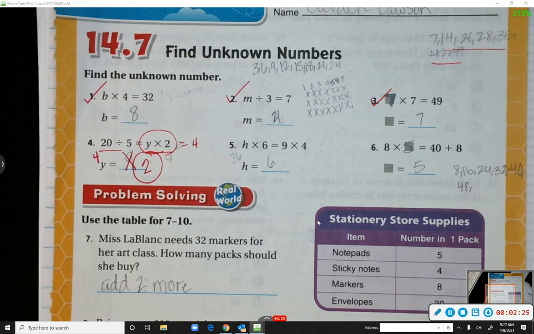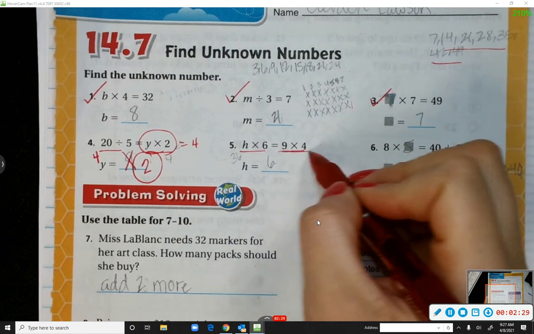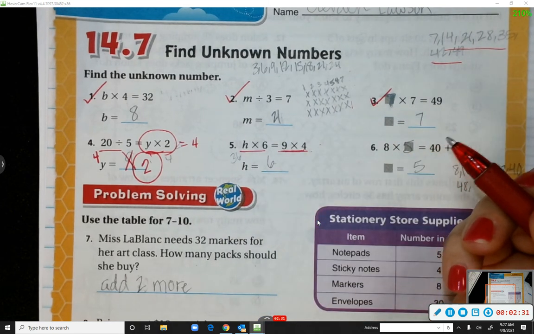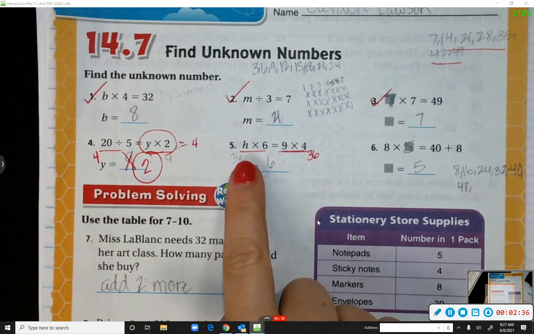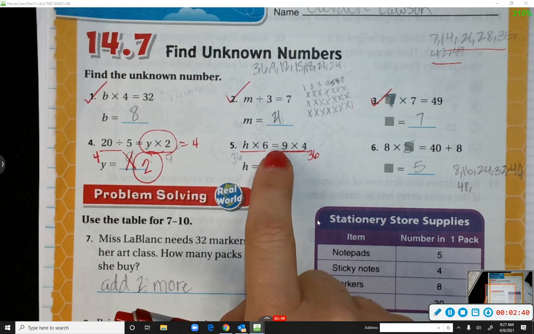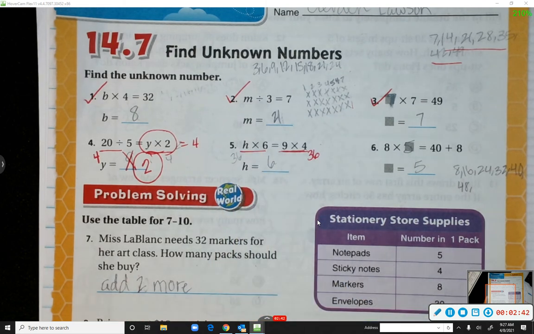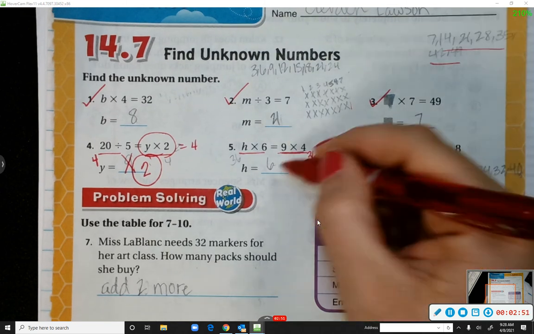Okay, number 5, same thing. You have two sides, so we need to work out this part first. 9 times 4, which is 36. Now I need this side to equal 36. So what number times 6 equals 36? Kelsey? 6. So 6 is correct.